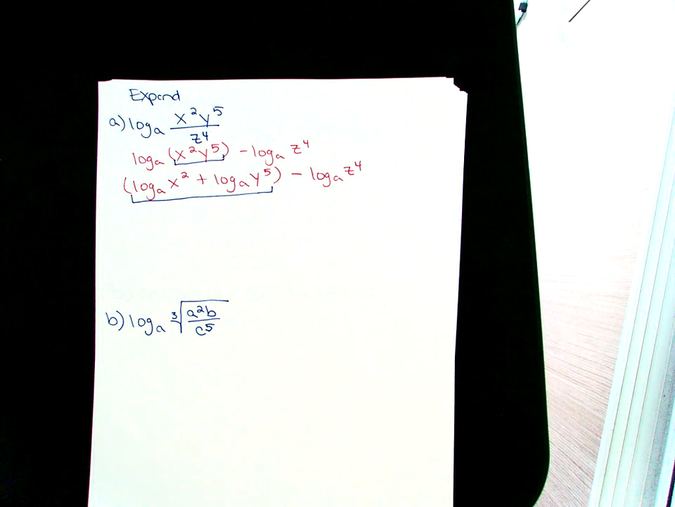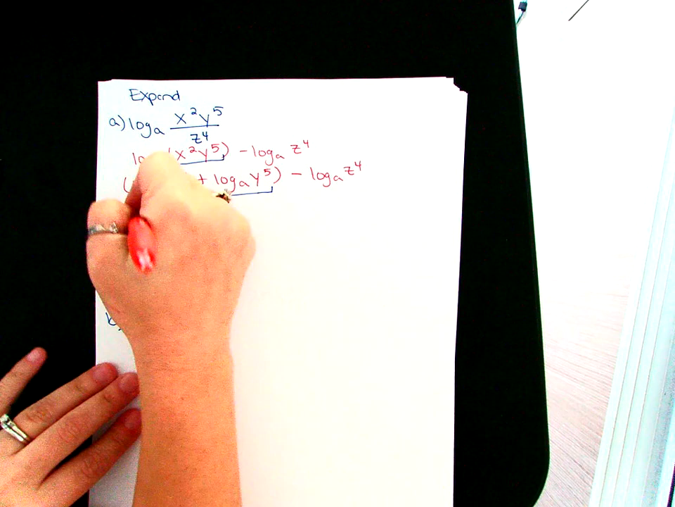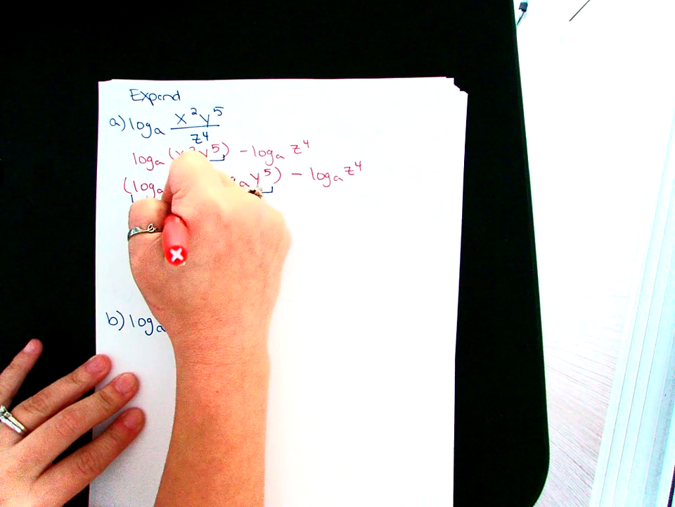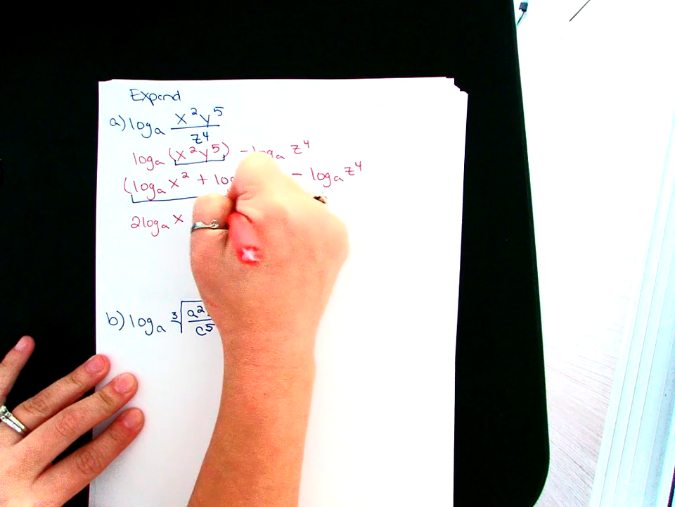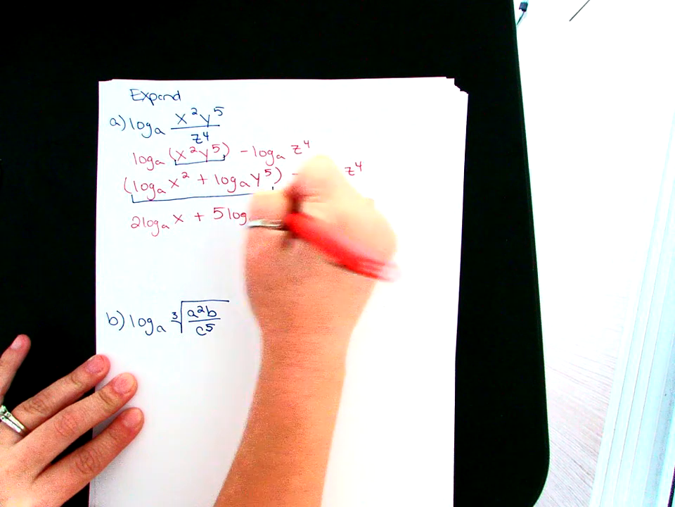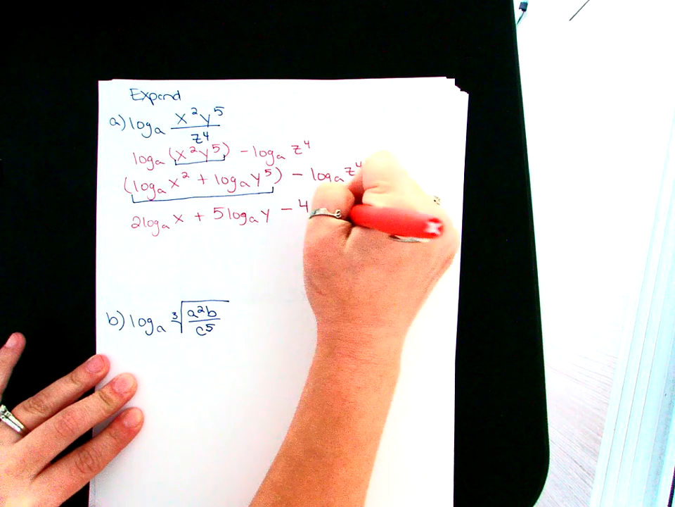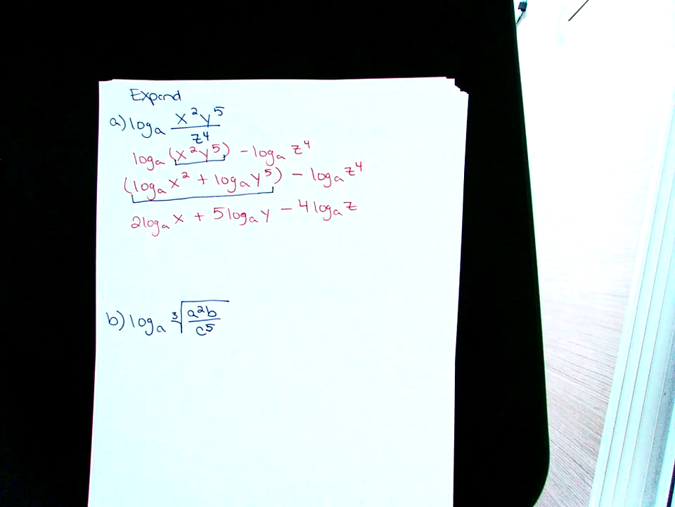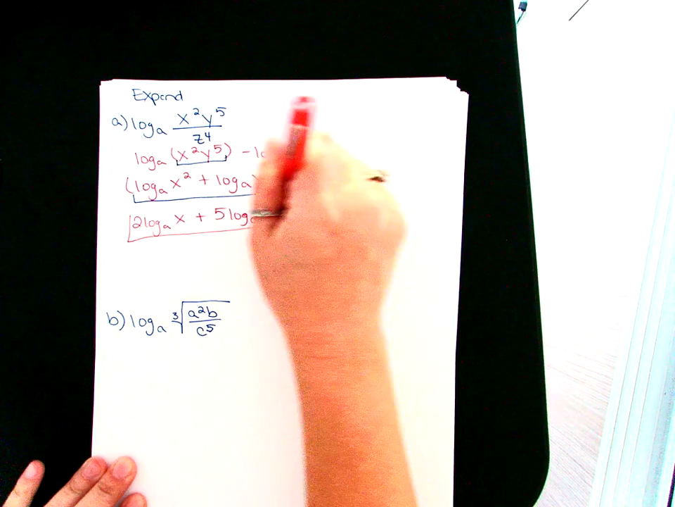But now as I look at it, okay, I've gotten rid of all of my division. I've gotten rid of all of my multiplication. So what do I have left? Power rules. So every single one of these has a power that I need to pull out front. So I have 2 log base A of x plus 5 log base A of y minus 4 log base A of z. I cannot spread this out any further. That's as far out as I can expand this. So this would be the end.